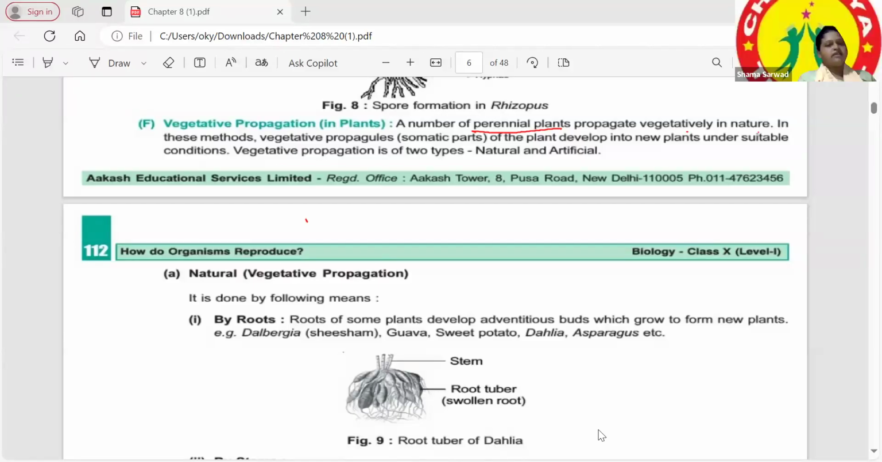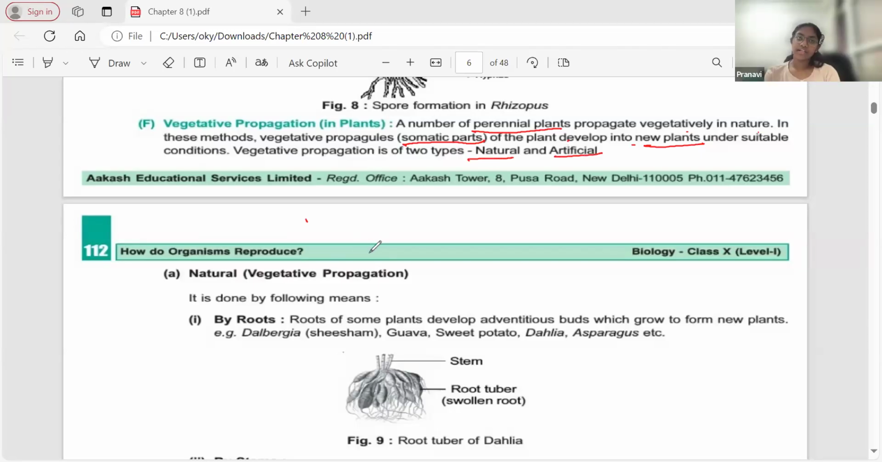Okay, fine. Now see what is given here. In these methods of vegetative propagation, somatic parts, meaning the same kind of parts, of a plant develop into new plants under suitable conditions. Soma means same. Vegetative propagation is of two types. First is natural and another is artificial.